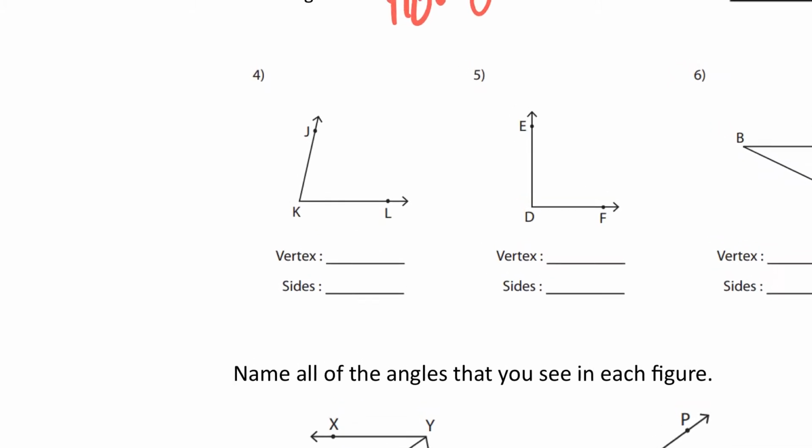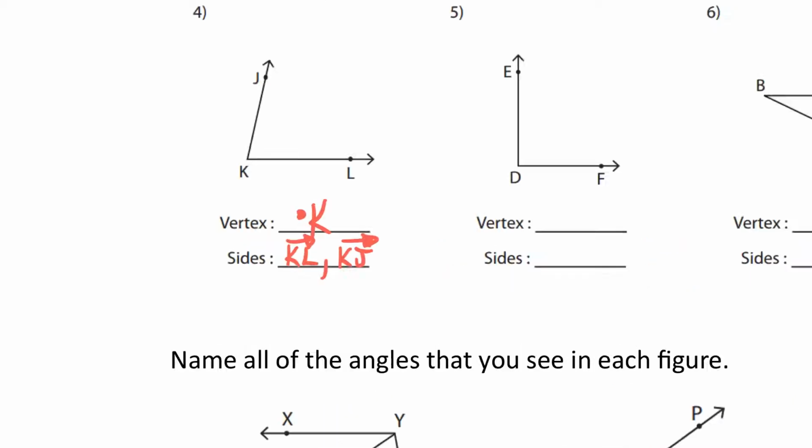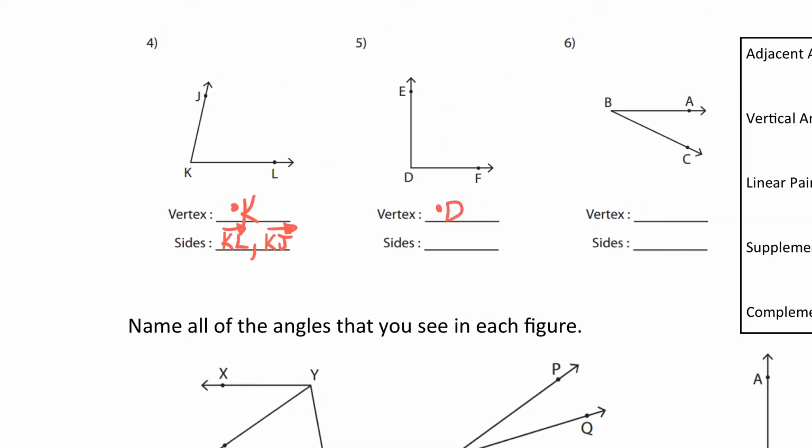All right, number 4. What's the vertex of that angle? Point K. What are the sides? Side KL, and what's the other side? KJ. Does the order of those letters matter when we're talking about the sides? Yes, because on rays, the order of the letters does matter. So obviously this is point D, and then DF, and then DE.